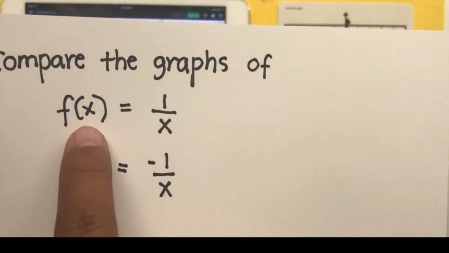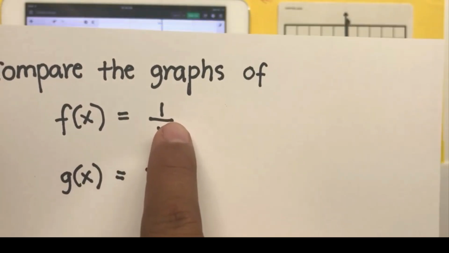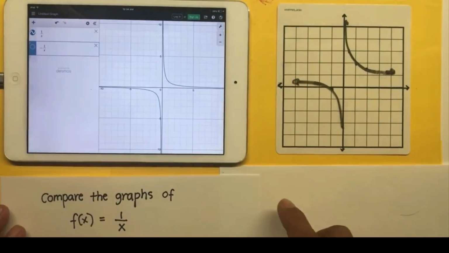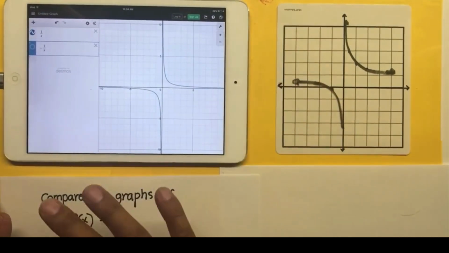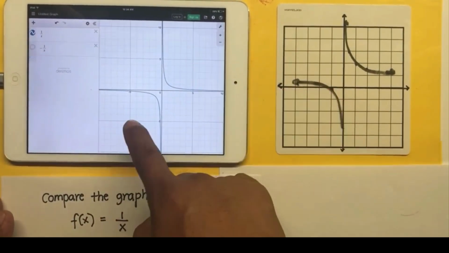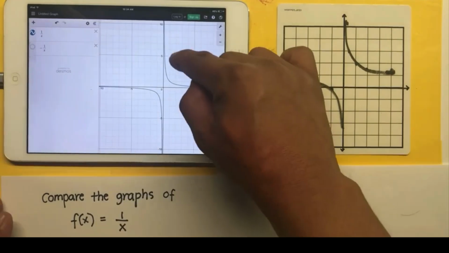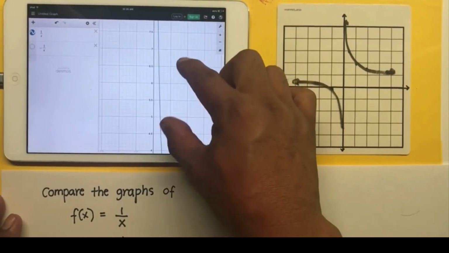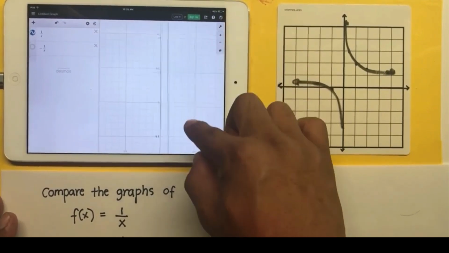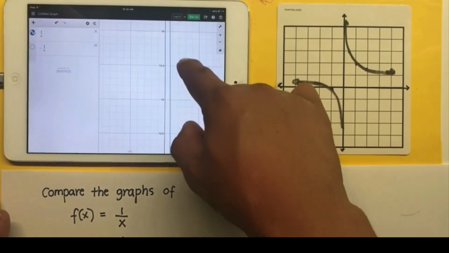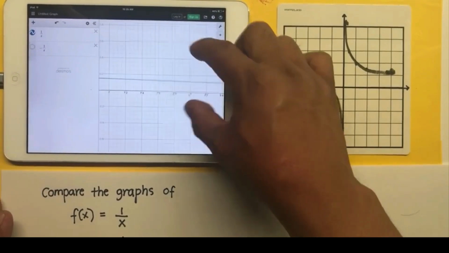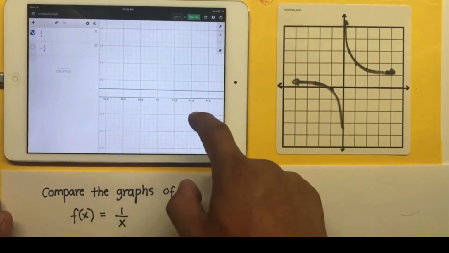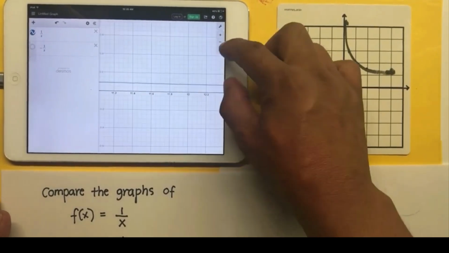So let's begin with the graph of f of x equals 1 over x. You can see here the graph of f of x equals 1 over x. It is a hyperbola with two branches. One is in the first quadrant and the other is in the third quadrant. You will notice that the graph of f of x gets closer and closer to the y-axis, but if you zoom out, you will notice that the blue curve actually does not intersect the axis. The same is true with the x-axis and the curve. The curve gets closer and closer to the x-axis, but the curve does not intersect the x-axis.